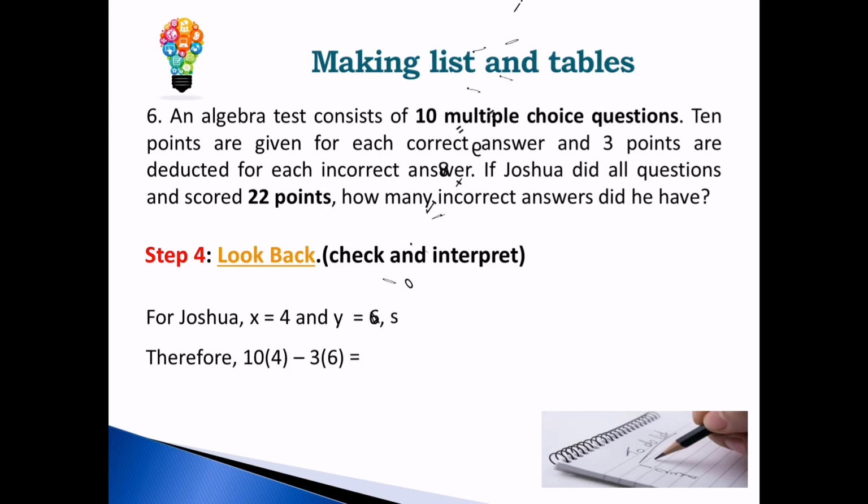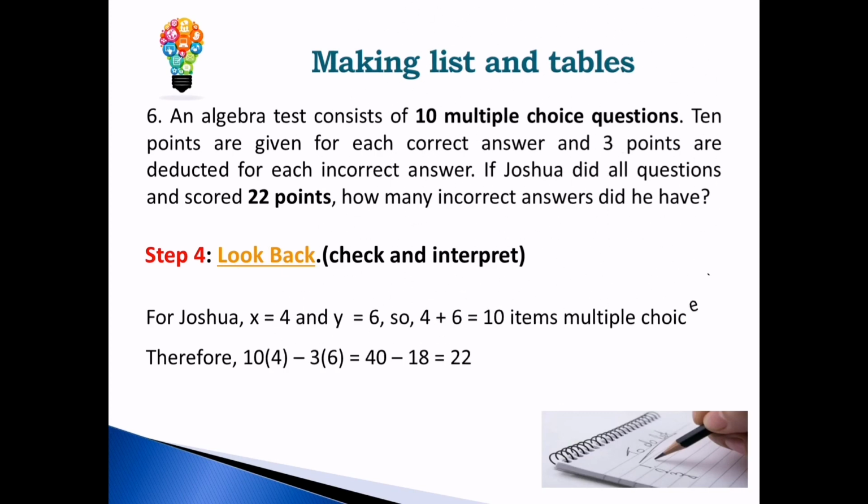Okay, so look back, check, and interpret. For Joshua, x is equal to 4 and y is equal to 6. So 4 plus 6 is 10 items, multiple choice. Therefore, if we multiply 4 by 10, we have 40. If we multiply 3 by 6, we have 18. Then after simplification, we have 22.